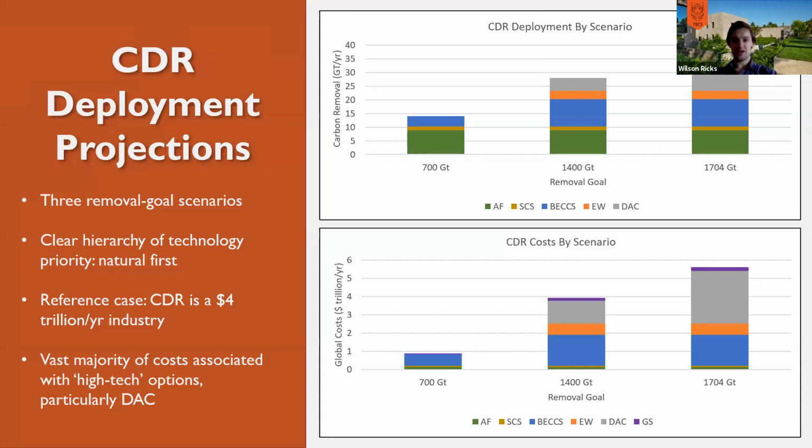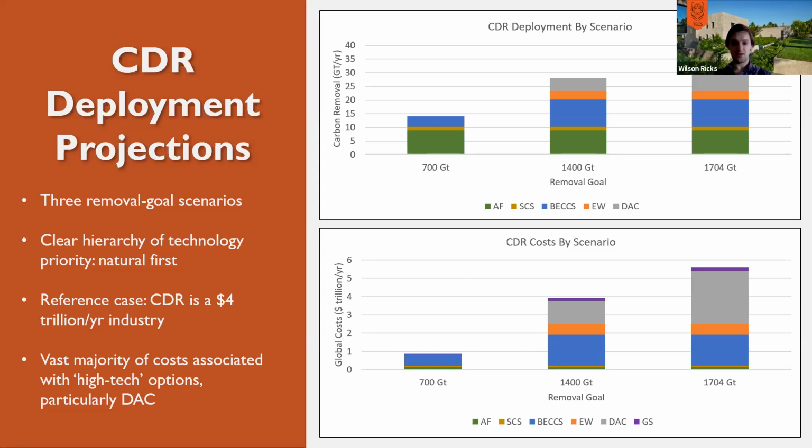Then as these hit their biophysical limits, to meet your removal goal, you have to invest in more expensive technologies like BECCS, enhanced weathering, and finally direct air capture, which is the most expensive of the technologies we investigated. In terms of costs, we find that in our reference case, CDR is a $4 trillion a year industry, which of course means a large potential market for companies like CSRV.